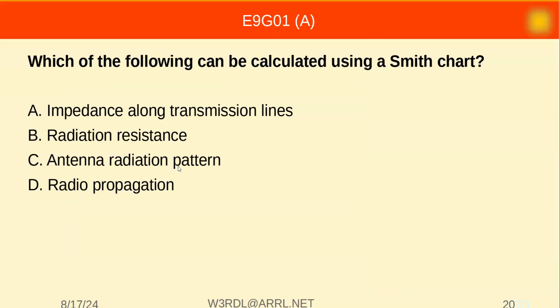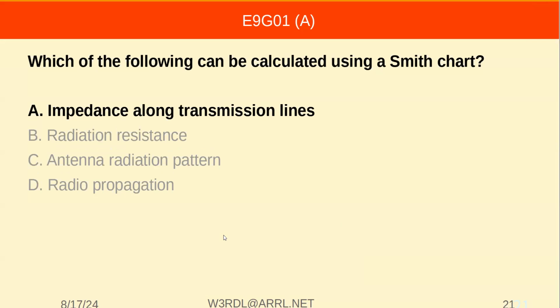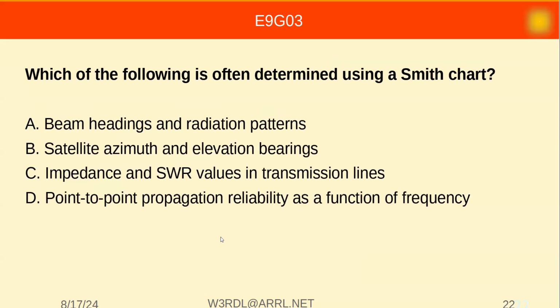Which of the following can be calculated using a Smith chart? Yeah. What did you say? Oh, okay. I thought you said delta. My hearing's not too good. The echoes in here make it worse. Yeah, impedance along transmission lines. That's the easiest thing to do with it. Which of the following is often determined using a Smith chart? Sure. Yeah, sure.